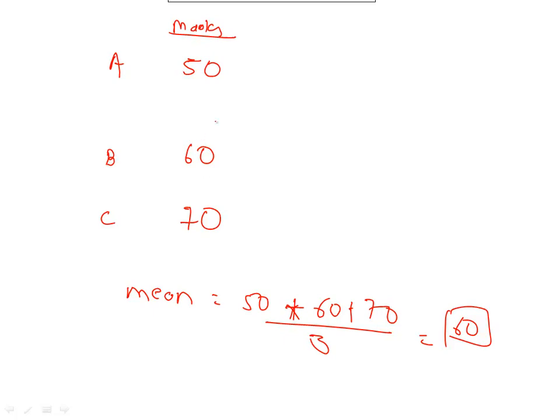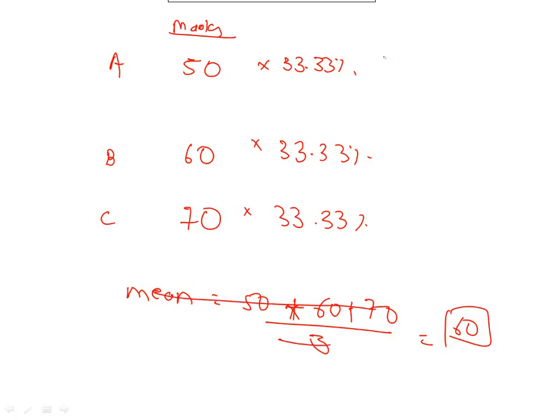Since there are three observations, out of 100 if I am giving equal weight, I am actually giving a weight of 33.33% to all of the observations. So instead of taking the arithmetic mean, if you just use these weights, you multiply 50 into 33.33%.